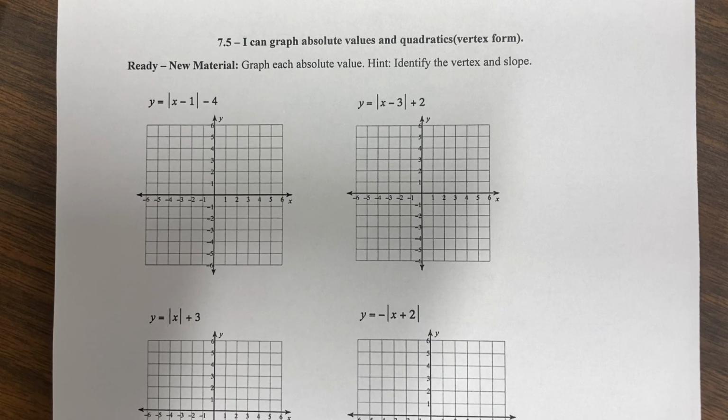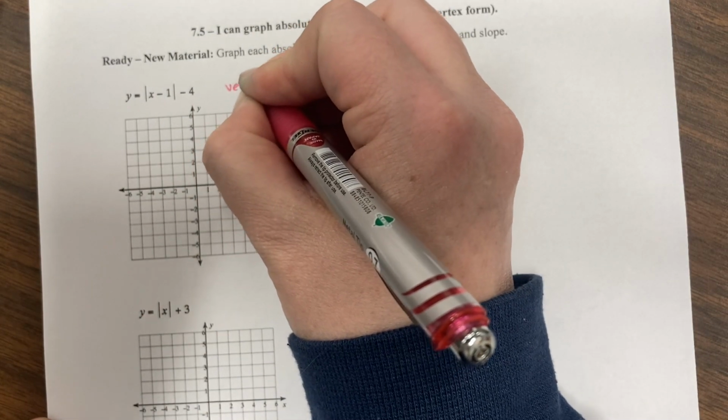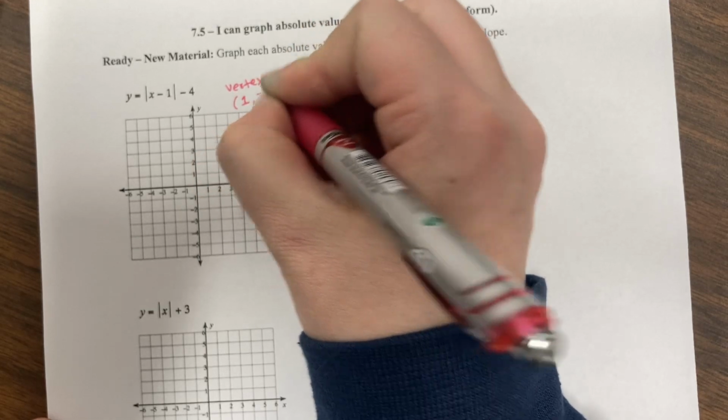For 7.5, we're going over how to graph absolute values and quadratics in vertex form. Instead of calculating it, I'm going to use a pattern. If I take the vertex out, it would be at +1, -4.